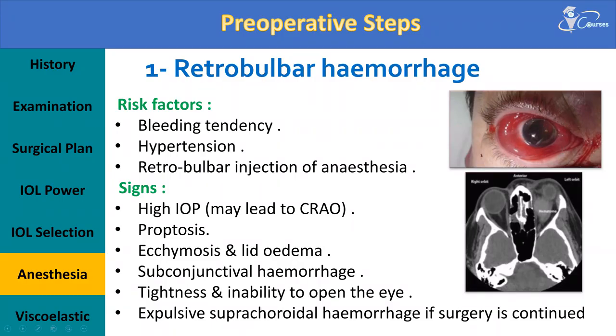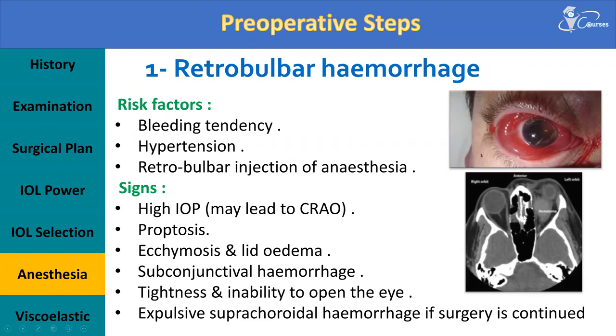So if you didn't recognize that and you just proceeded with the surgery, with the sudden opening of the eye causing sudden decompression, rupture of the choroidal blood vessels can lead to suprachoroidal hemorrhage. This is one of the devastating complications after cataract surgery, and it is a blinding complication. So maybe in the exam, they will ask you what to do, and this is a very common question in the exam: what to do if you have a patient with a retrobulbar hemorrhage.